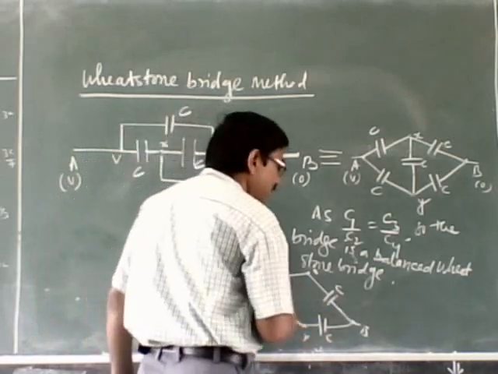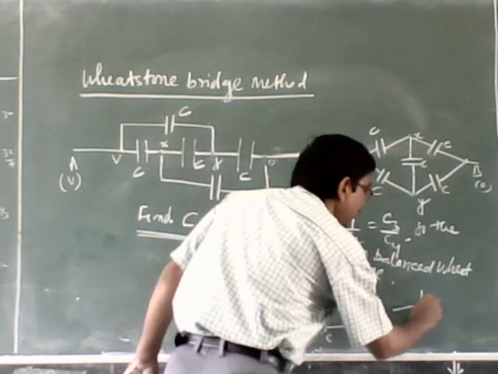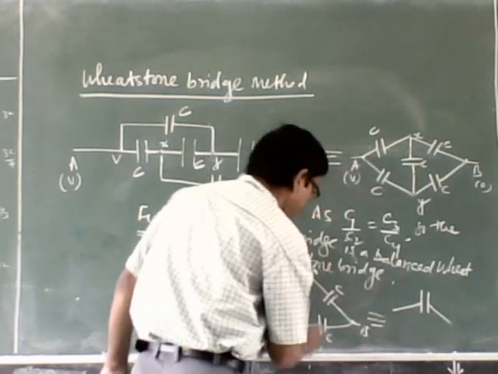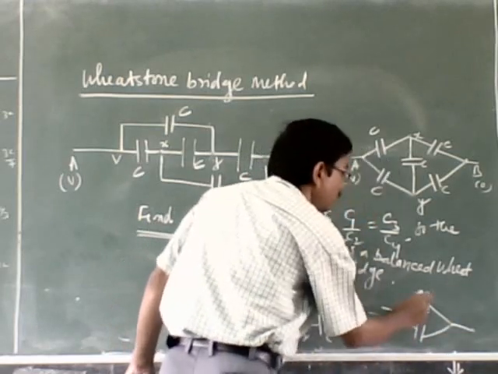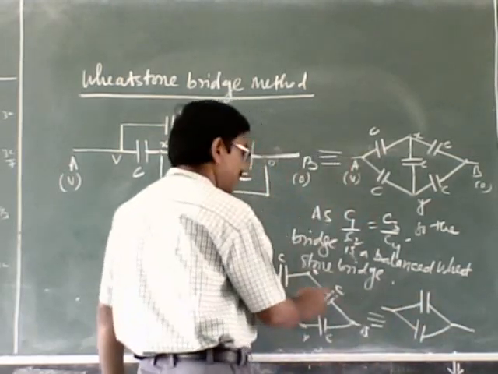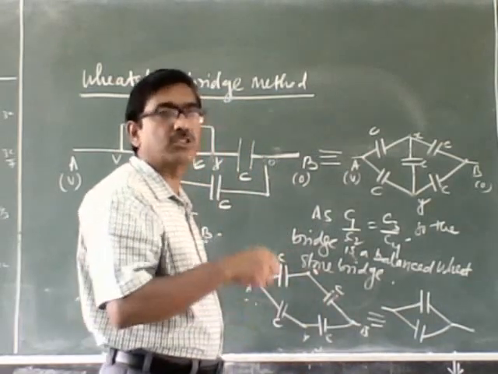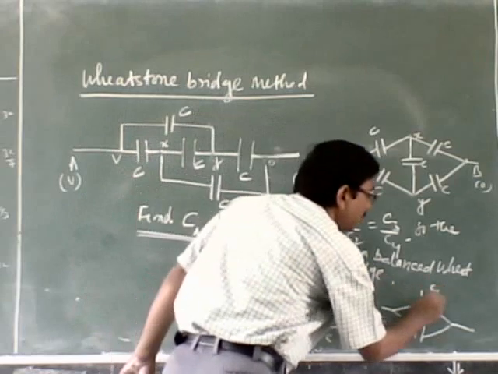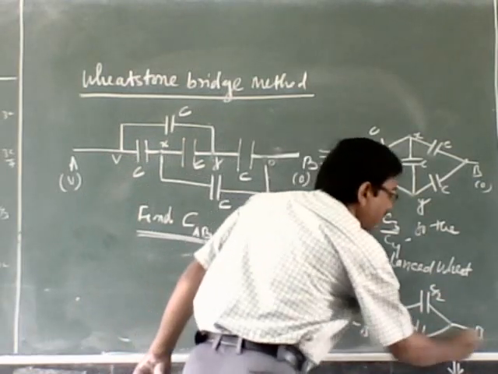Then if they are connected in series, again you draw the equivalent capacitance. So this is the equivalent capacitance, and again these two are the equivalent capacitance 1. What will be the equivalent capacitance if C and C are connected in series? C into C by C plus C, that means C by 2. So this is C by 2, this is also C by 2, and this is point A, point B.